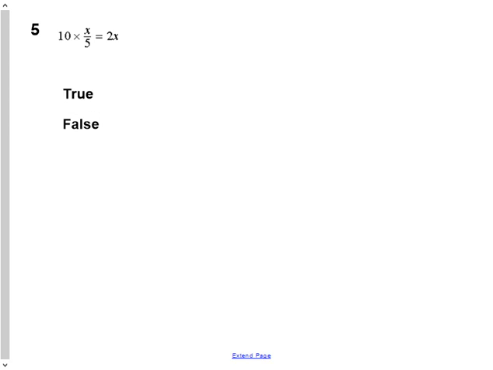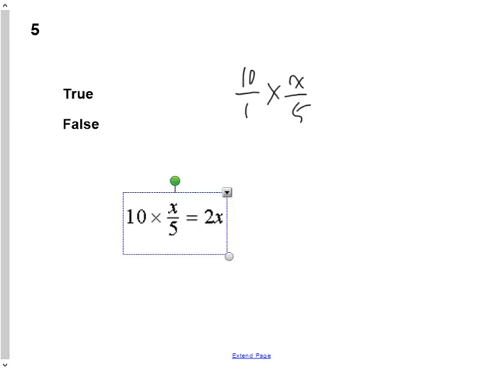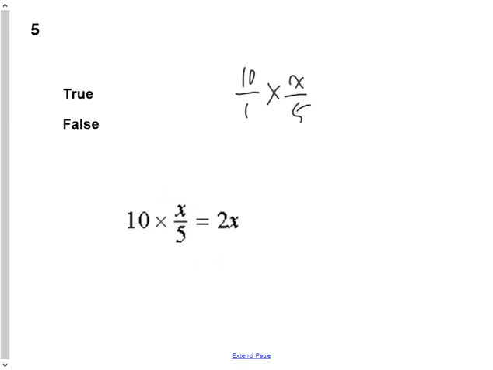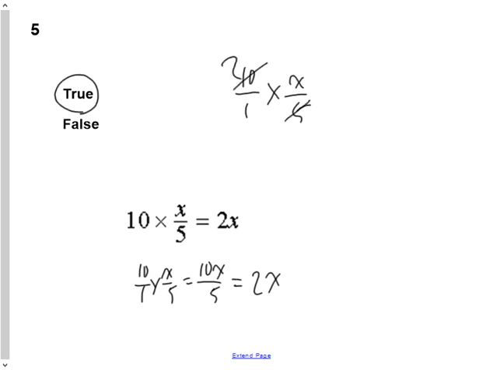Question 5, 10 multiplied by 1/5 of x is equal to 2x. This is really testing your ability to either multiply or cross-reduce. If I took this expression and simply multiplied the numerators, I get 10 over 1 multiplied by x over 5 is 10x over 5. And 10x divided by 5 is 2x. So the answer is true. You could also cross-reduce here and end up with 2x over 1 or just 2x. Either way, you prove that it is true.